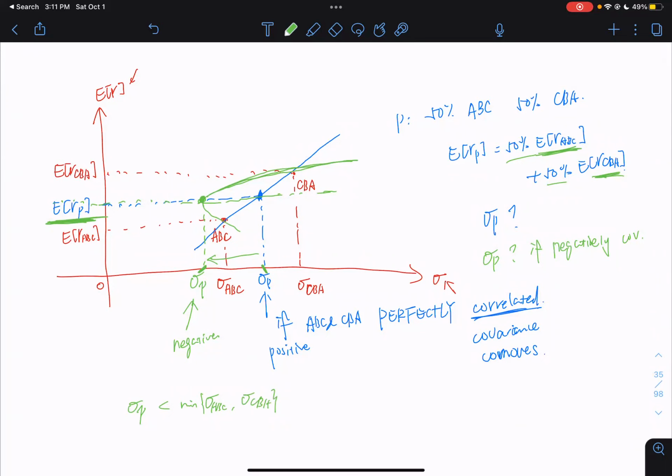So if you only compare the risk level, this green portfolio has the lowest risk among ABC and CBA. So it's even less risky than individual assets.